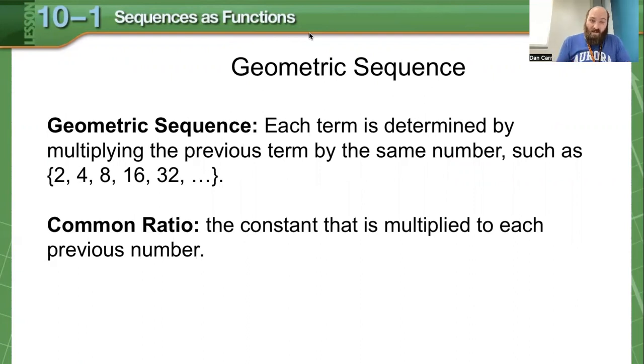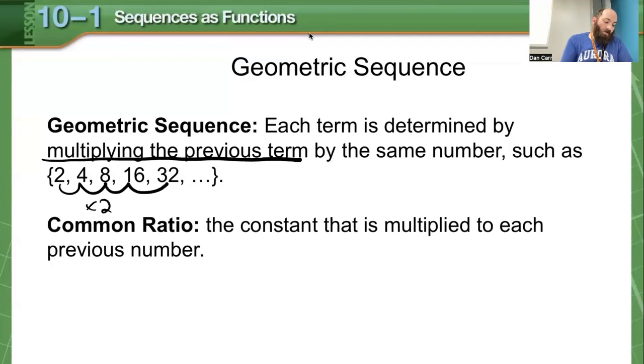Instead of adding or subtracting the same number, we are going to be doing a sequence where we multiply the previous term by the same number every time. So instead of adding or subtracting, we're doing multiplication. For example, here, every step along the way is being multiplied by 2. That value of multiplying by 2 is what's called a common ratio now, instead of a common difference. The common ratio is the constant that is multiplied to each previous number.